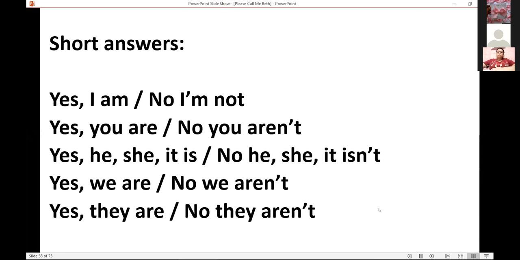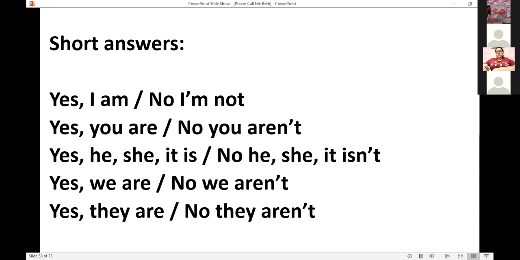Short answers. Ojo, podemos tener respuestas cortas o respuestas largas según quien esté hablando con nosotros, okay? So, Vladimir, can you read this part, please? Okay, short answer. Yes, I am. No, I'm not. Yes, you are. No, you aren't. Yes, he, she, it is. No, he, she, it isn't. Yes, we are. No, we aren't. Yes, they are. No, they aren't.